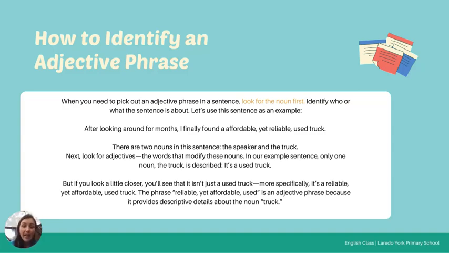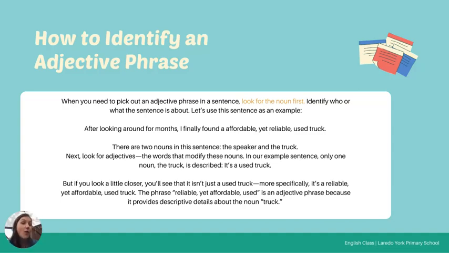Next, after I located the nouns, I'm going to look for adjectives, which remember are describing words. The words that modify the noun or describe the nouns. So in the sentence above, there's only one noun that has describing words with it, which is a used and reliable truck. So if you look a little closer, the phrase reliable used truck is an adjective phrase because it describes the details about the truck.